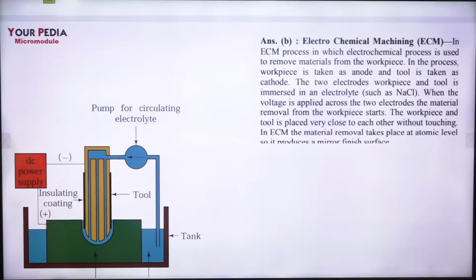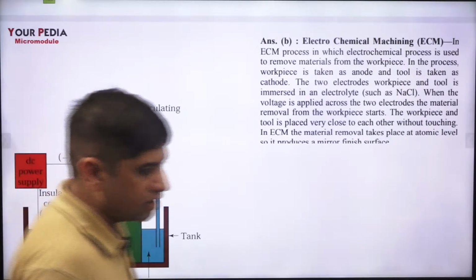Right? So the surface quality obtained is very good. In electrochemical machining, surface quality is very good. Let me tell you again and again what the electrolyte used is, that you should know. Sodium chloride. What is anode, what is cathode? The tool is cathode and the workpiece is the positive electrode, that is anode, that you should know. And a pump is used to supply the electrolyte.